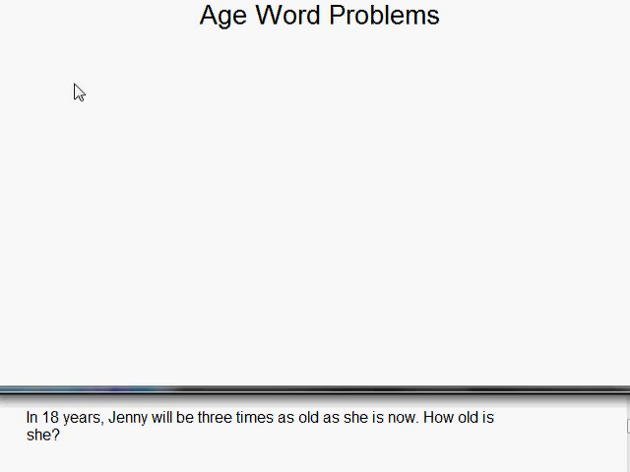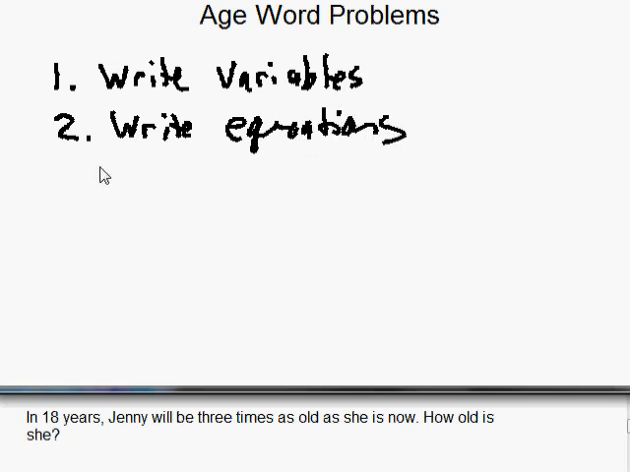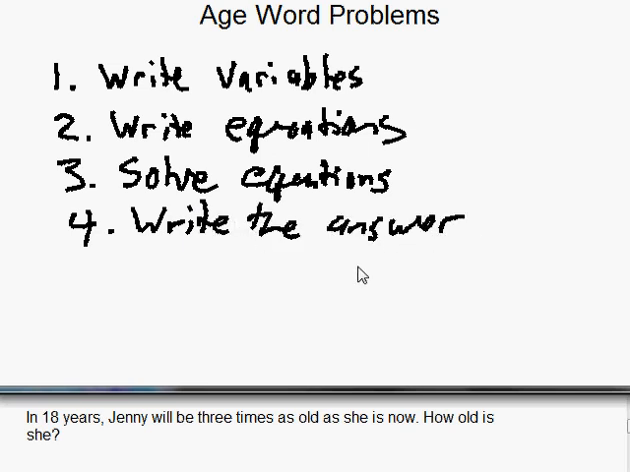Okay, so the first thing to do with age word problems is to write down the variables. You can choose those. For example, Jenny's age could be equal to J. You can just choose what letters you want to use. Number 2 is write the equations. You look at the problem and write down the equations. Step 3 is to solve the equations. And step 4 is to write the answer. For that, you have to go back to the problem and figure out what exactly they're asking for.